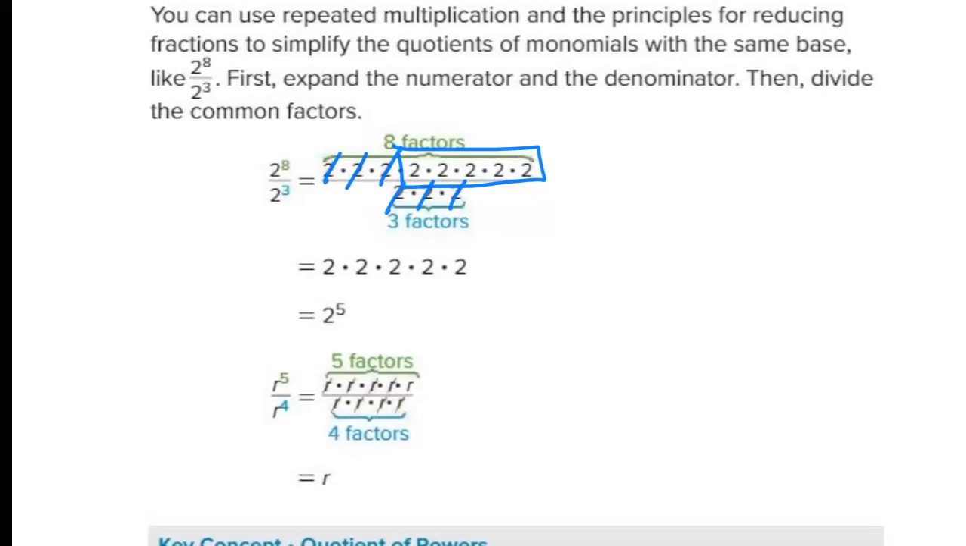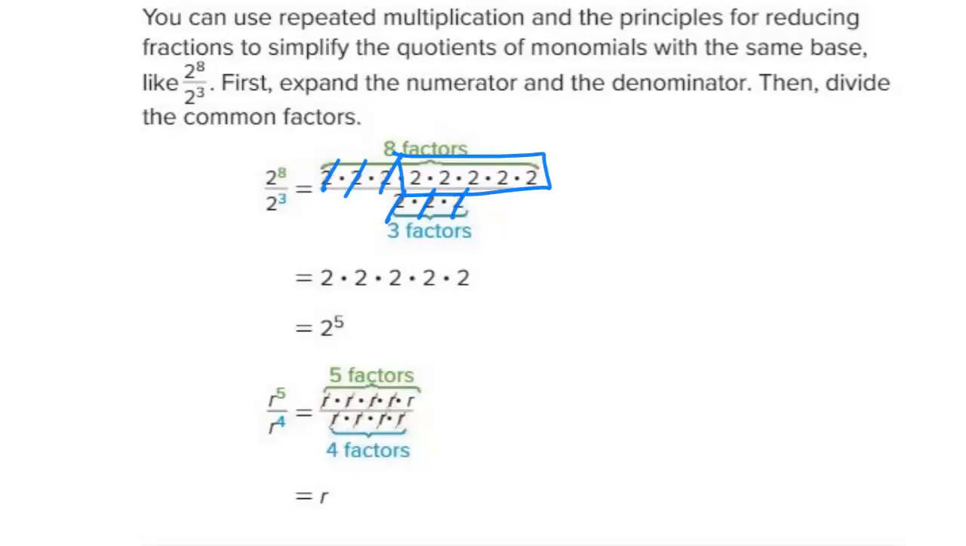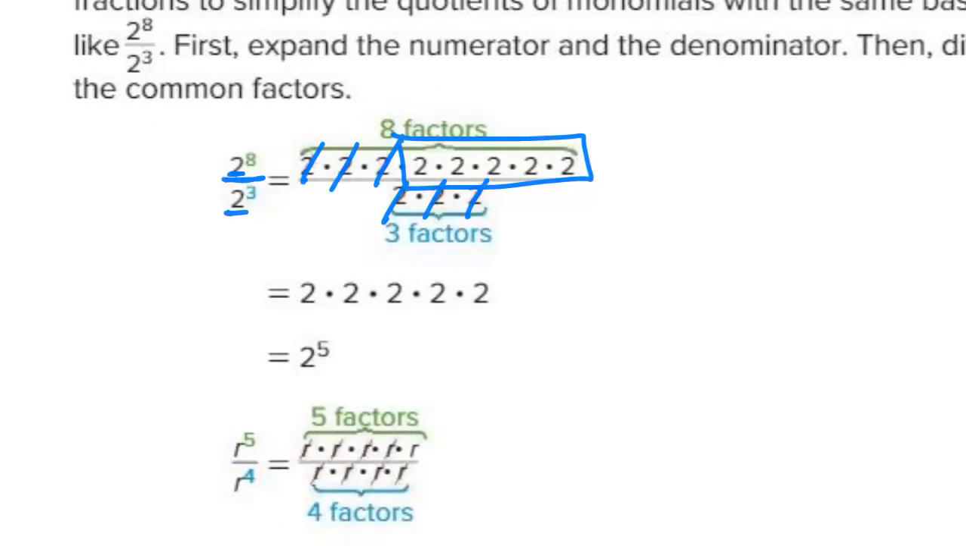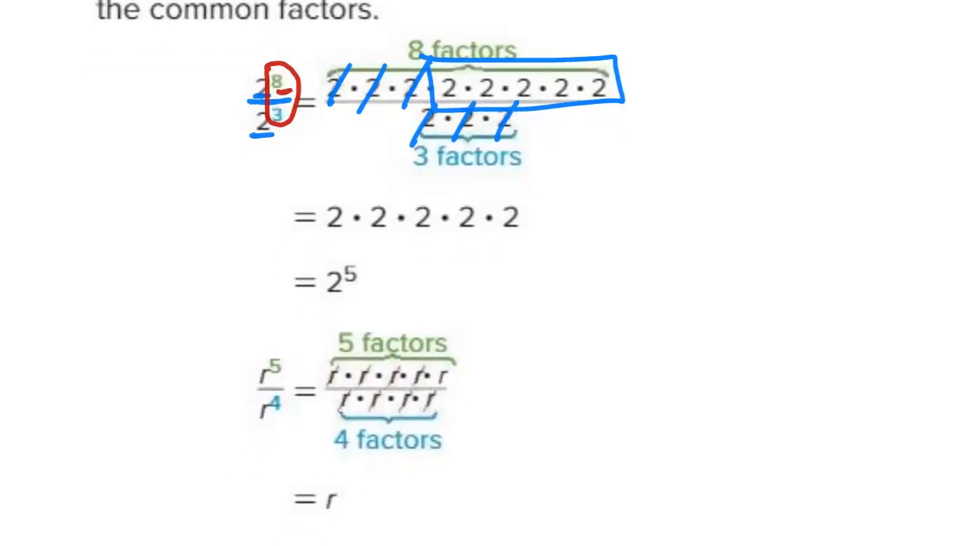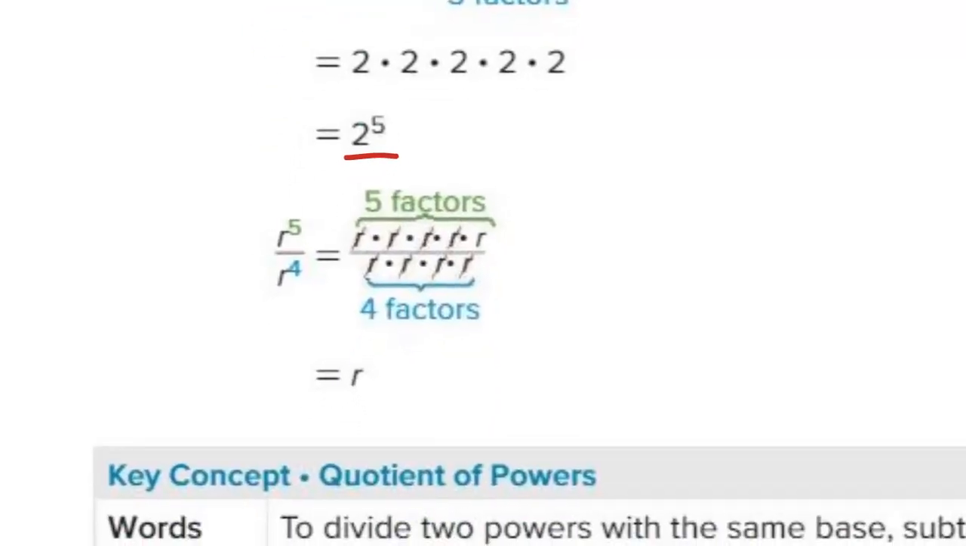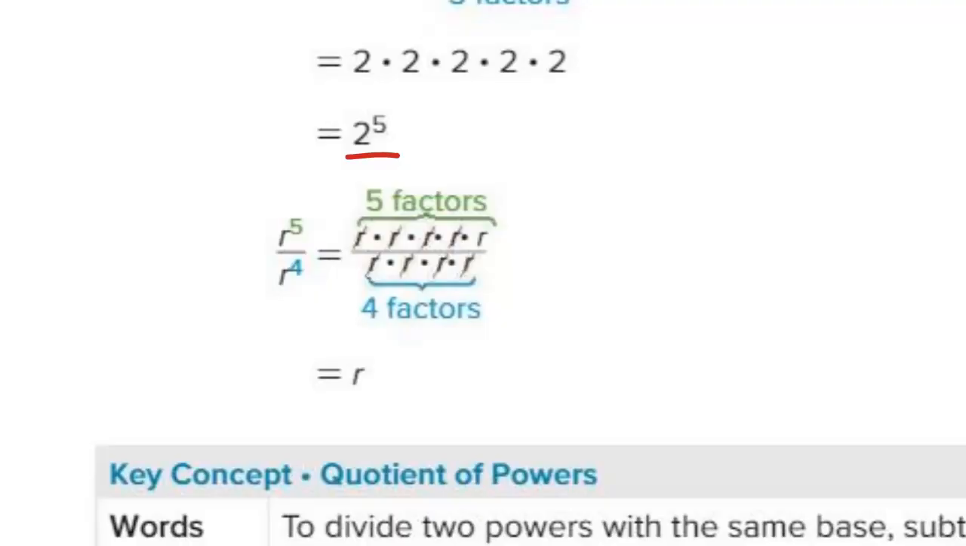Or we know that if you are dividing two powers that have the same base, that we can subtract their exponents and make that 2 to the 5th power. Okay? Same as r to the 5th divided by r to the 4th. Let's use this one.